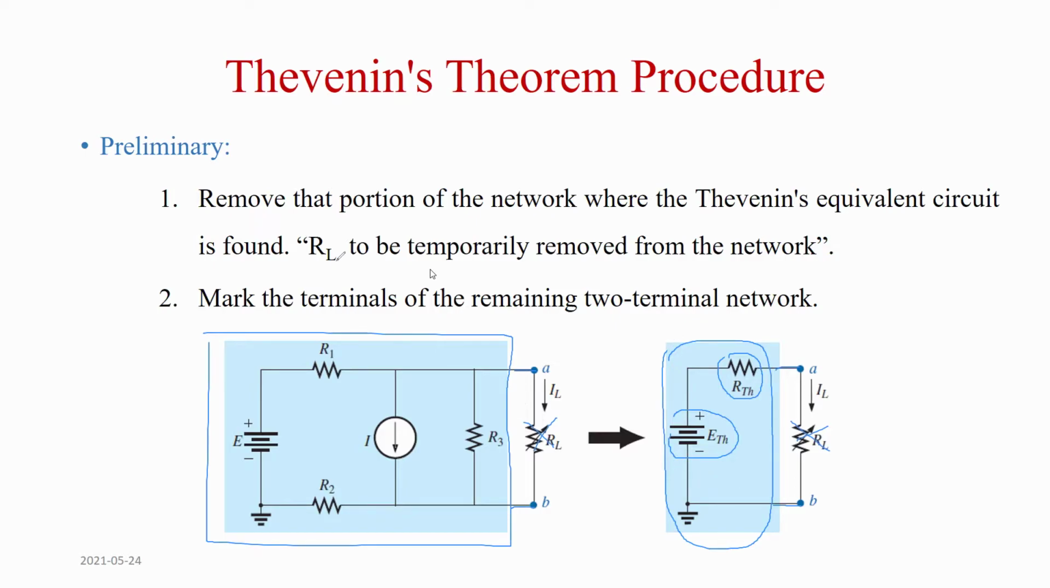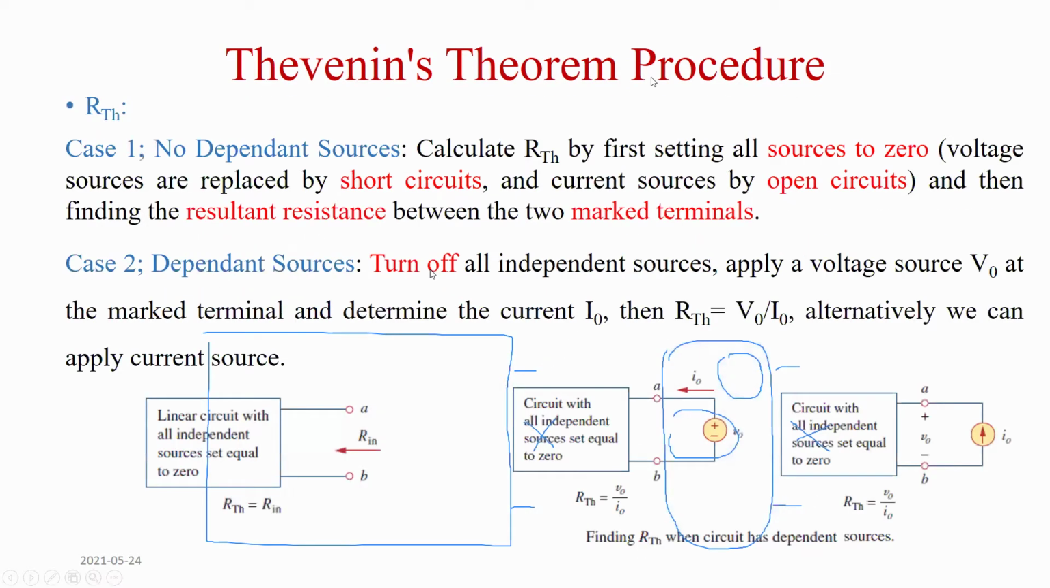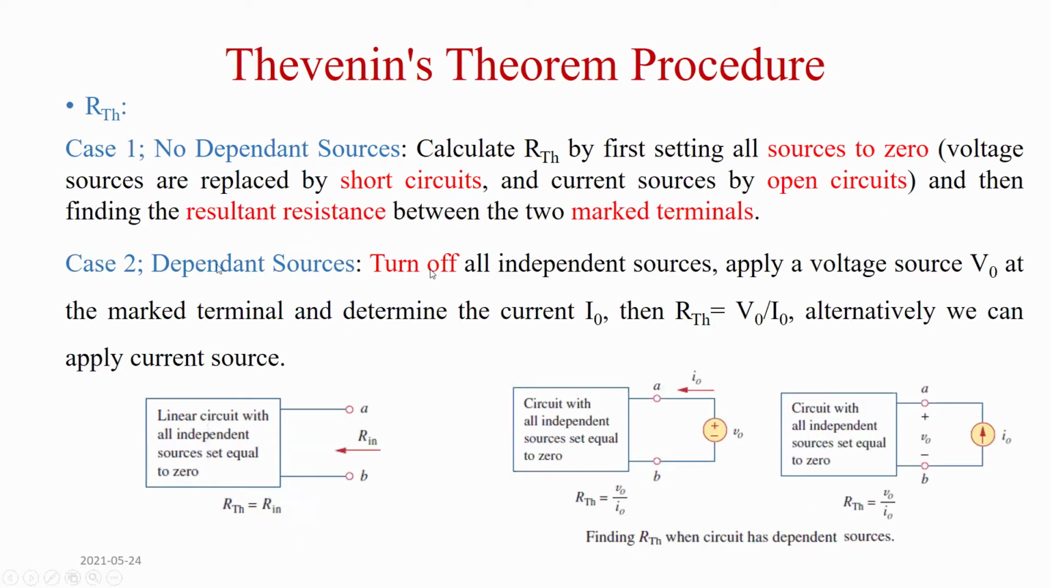Okay. So how to find R Thevenin? Not difficult. Now there are dependent sources. This case does not apply to our course. You never did dependent sources. You don't know what they are, but they're electronics more than electrical. So how do we calculate R Thevenin?